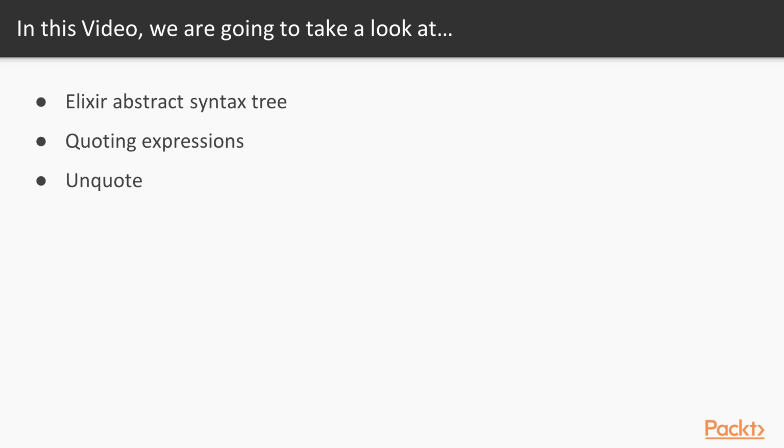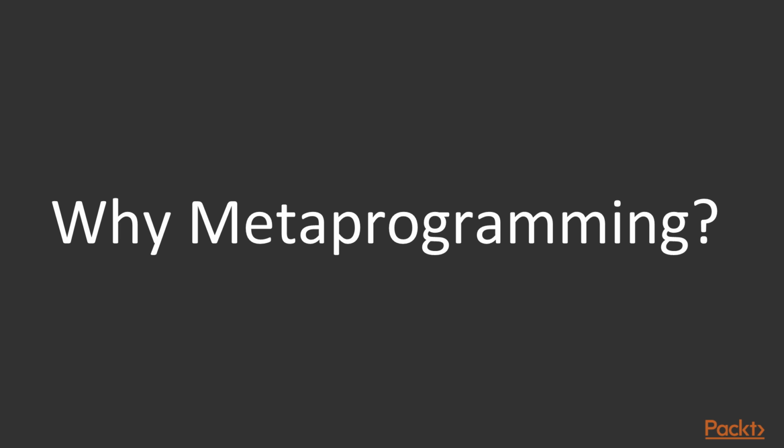In this video, we'll explore the internal representation of Elixir programs by means of its abstract syntax tree, or AST. After that, we'll see how code is represented on the AST by means of quoting expressions. Finally, we'll see how we can inject values into quoted expressions using unquote. But first, a little question. What is metaprogramming and why do we need it?